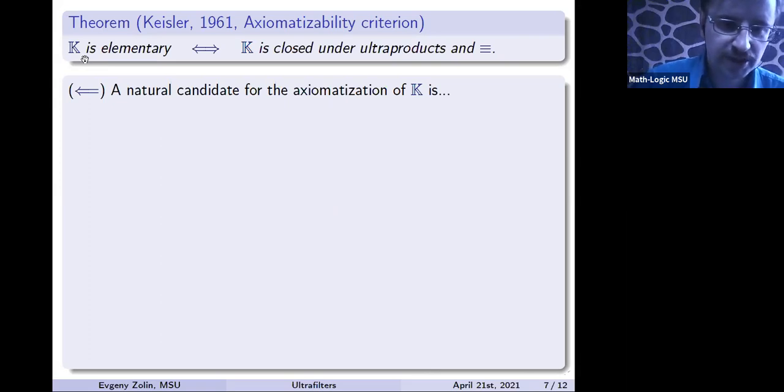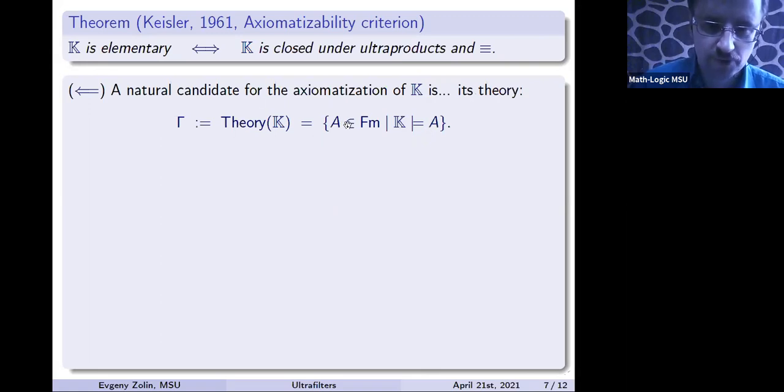What is a natural candidate? Which formulas can we take? Of course, these formulas must be true on the class K, on every model from K. So let us take all formulas that are true on K. Maybe they will be sufficient.